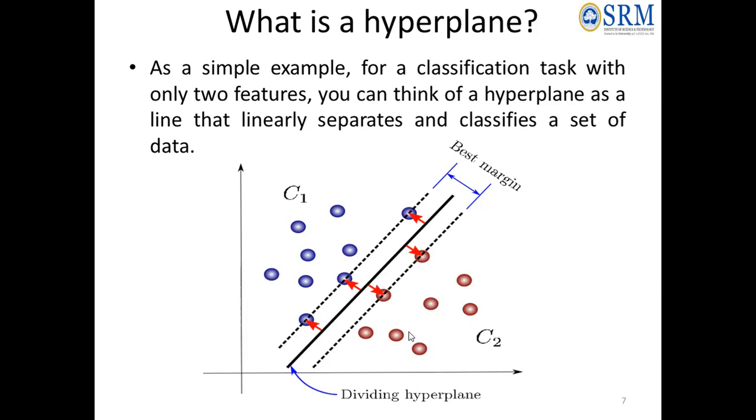Or it can be said that the hyperplane with the maximum margin is the optimal hyperplane, because our concept is to divide the points. When the hyperplane has the maximum margin, it is called the optimal hyperplane.